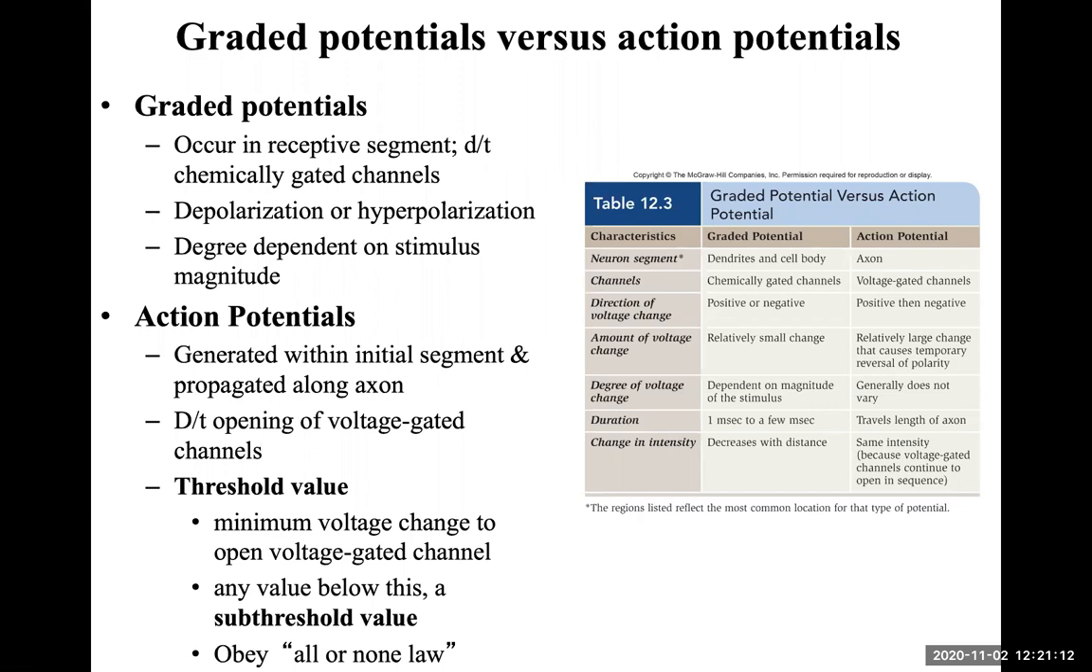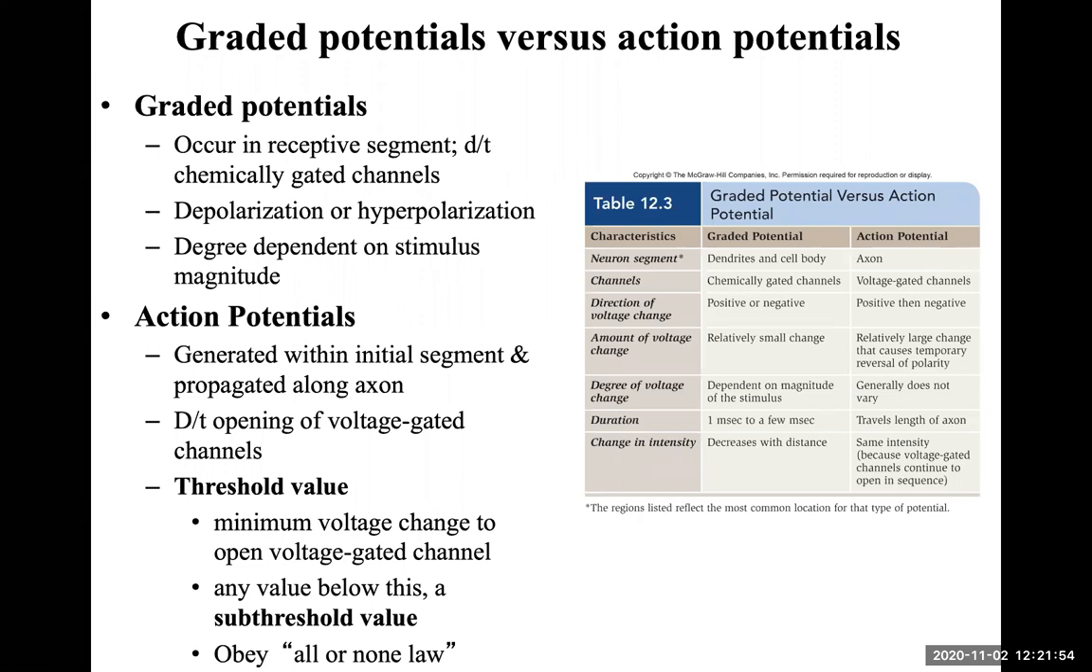When we talk about channels, last week we talked about the types of chemically gated channels that we find in the receptive segment. Just by way of reminder, we have chemically gated cation channels, and those are going to allow either the passage of sodium or the passage of potassium, depending on the neurotransmitter that binds. We also have embedded in the receptive segment chemically gated chloride channels. When chloride channels are open, chloride will enter the cell because of the chemical concentration gradient for chloride, and that will hyperpolarize the membrane.